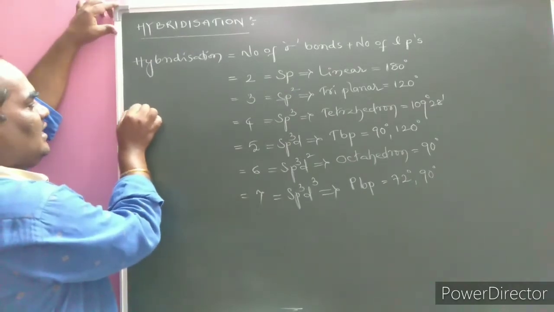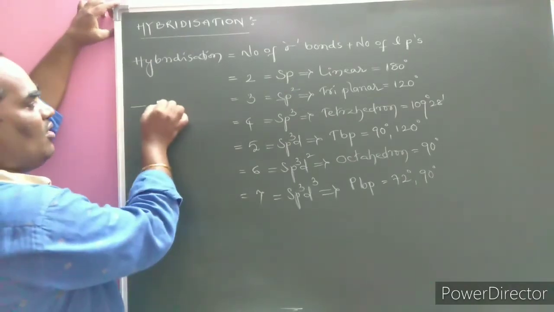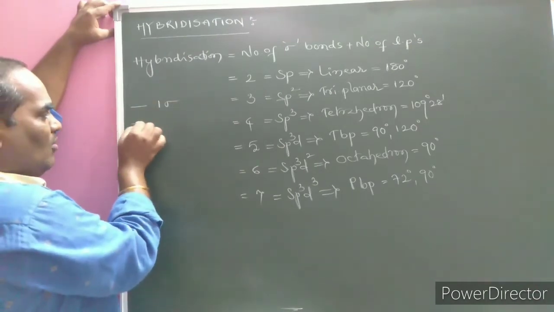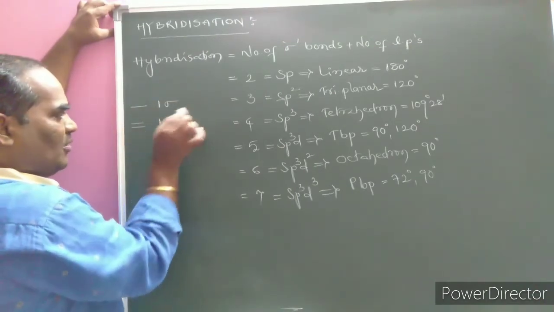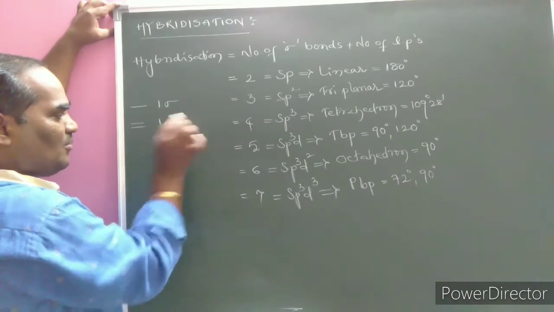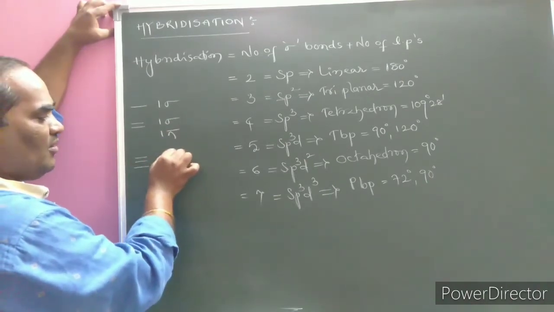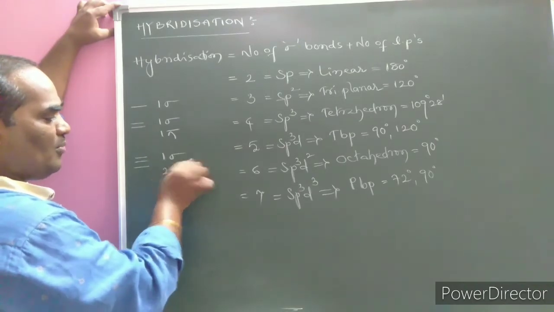Here a single bond is there. A single bond is a pure sigma bond. A double bond is made up of one sigma bond as well as one pi bond. A triple bond is present. It is made up of one sigma bond and two pi bonds.